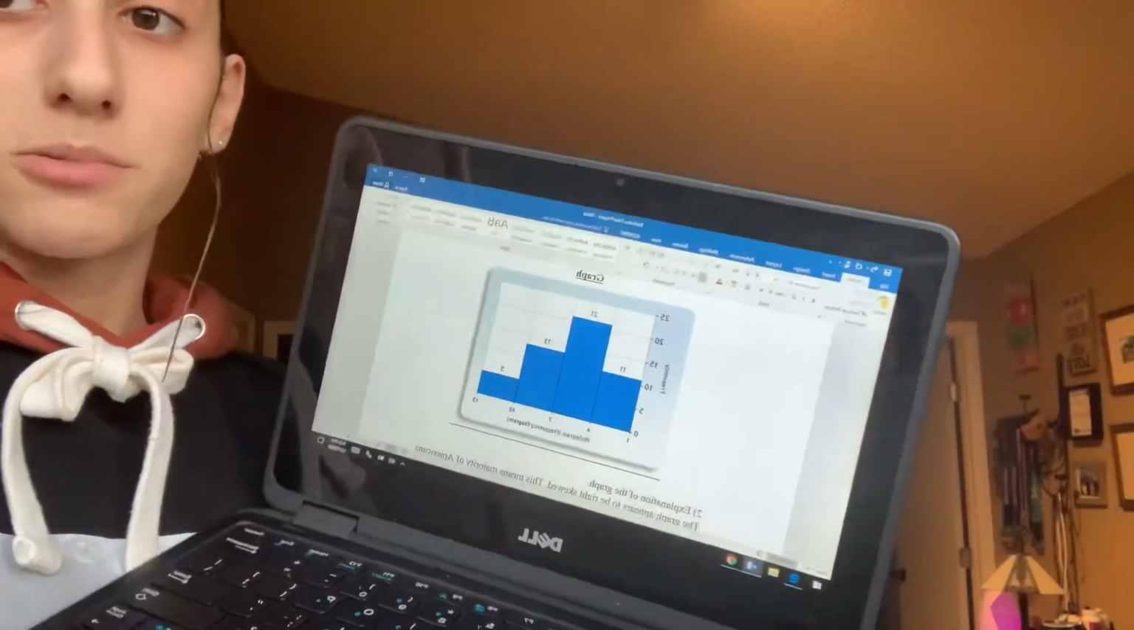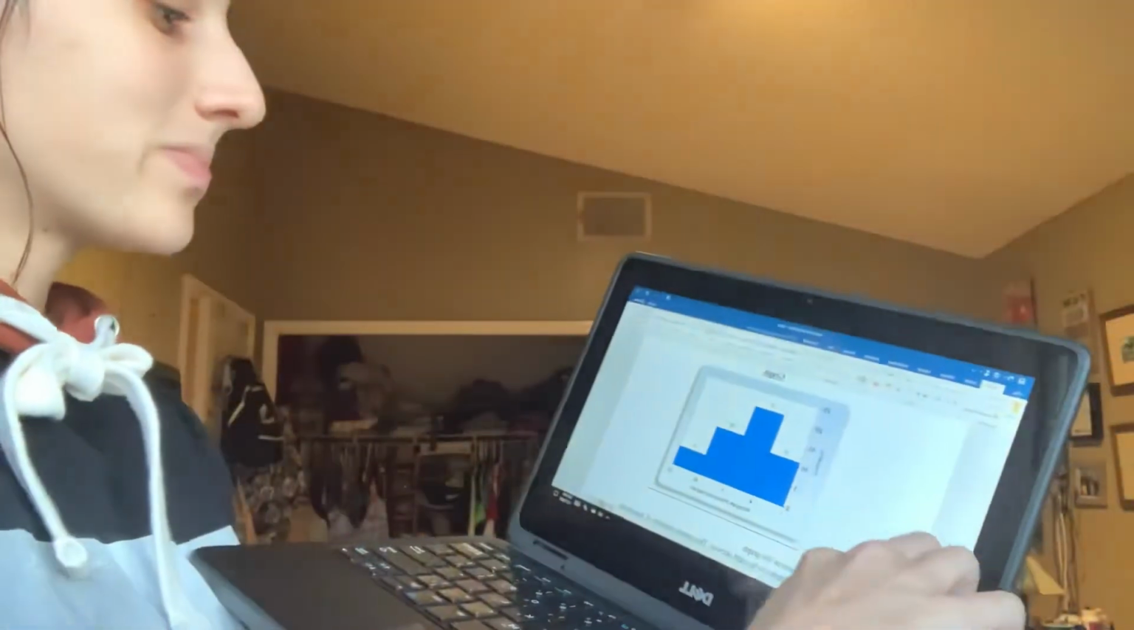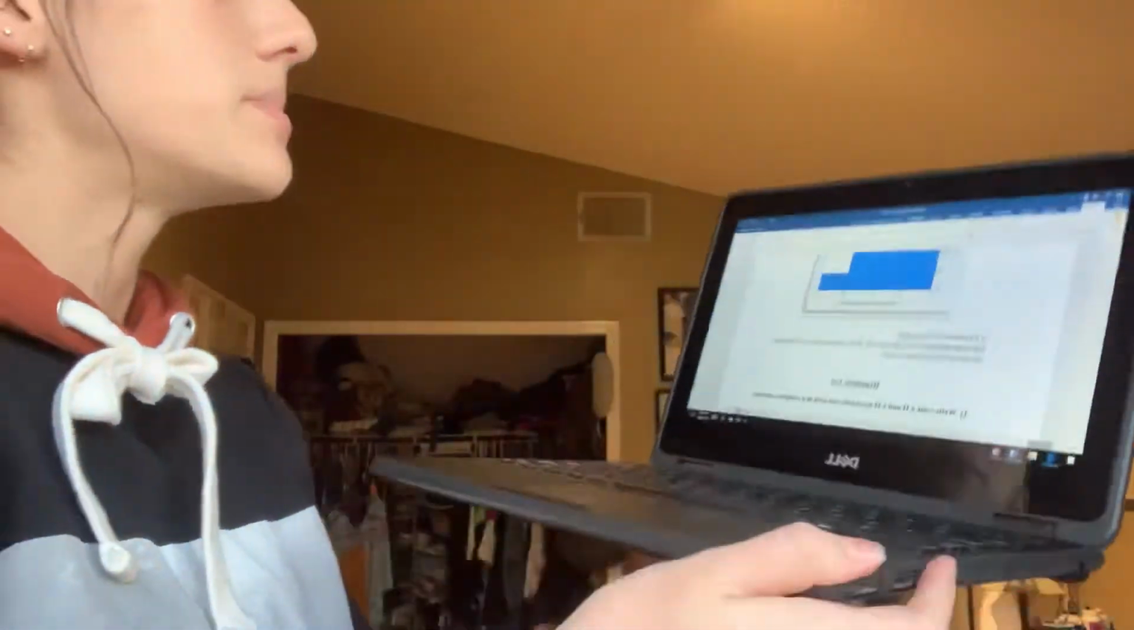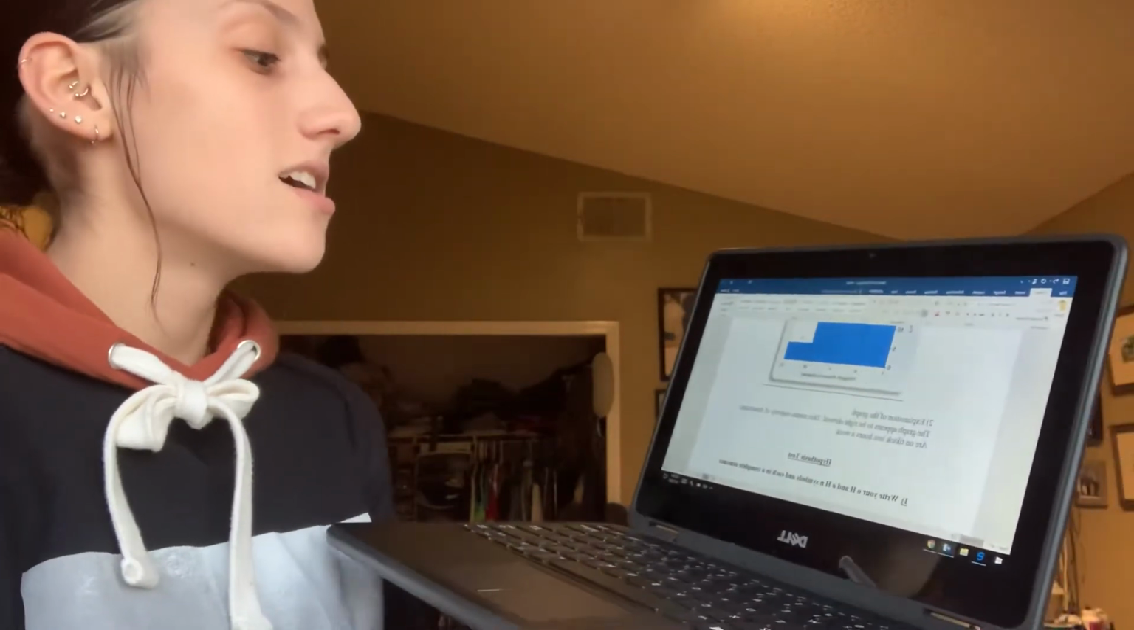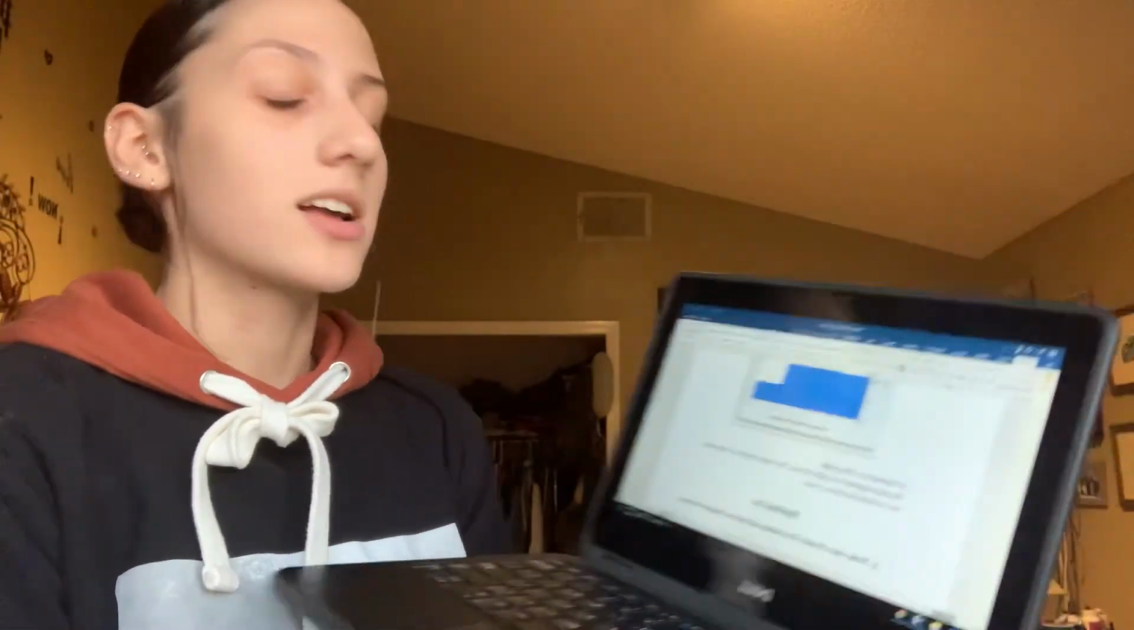This is my histogram graph. Explain the graph. The graph appears to be right skewed. This means the majority of Americans are on TikTok fewer hours of the week.